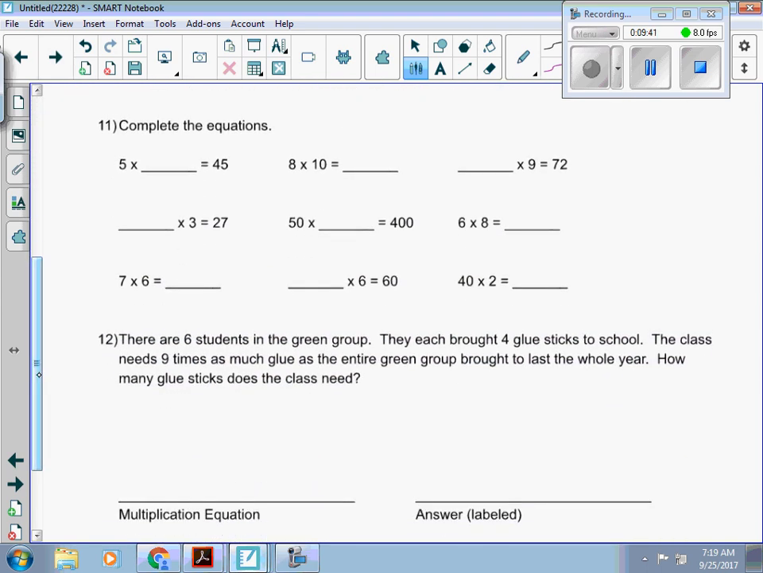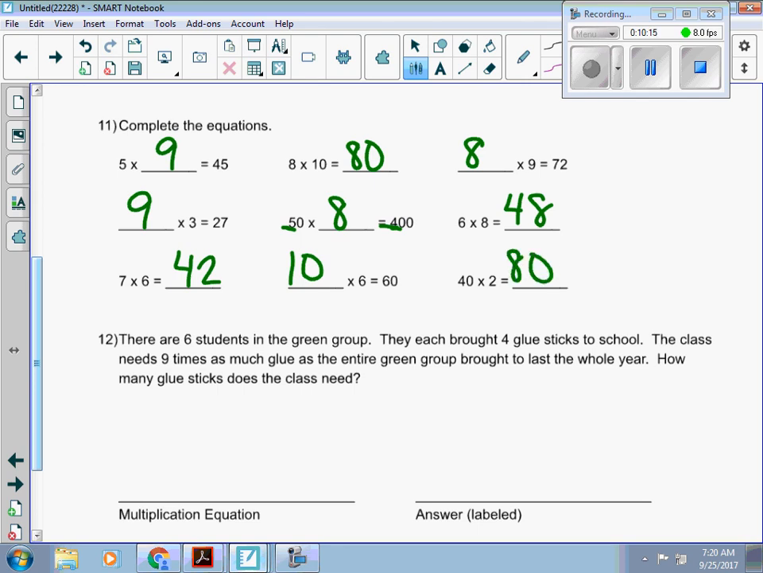Number 11, we're filling in the facts. 5 times 9 is 45, 8 times 10 is 80, 8 times 9 is 72, 9 times 3 is 27. This one's tricky. Look, I have 5 and 40. That's my fact. So I know it's 5 times 8, because 5 times 8 is 40. 6 times 8 is 48. 7 times 6 is 42. 10 times 6 is 60. And 40 times 2 is 80.